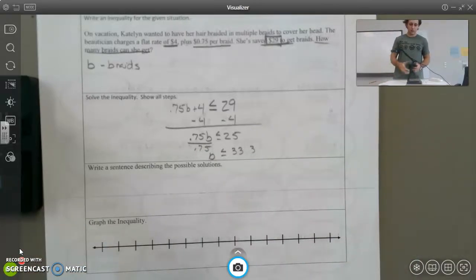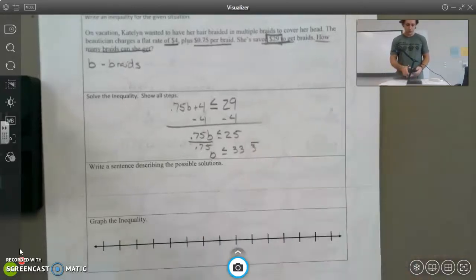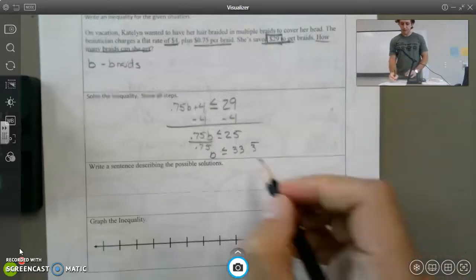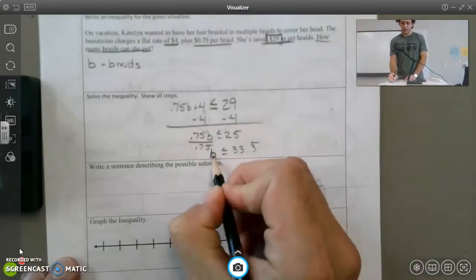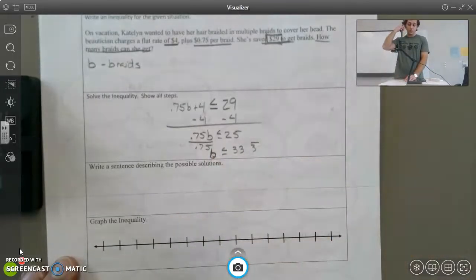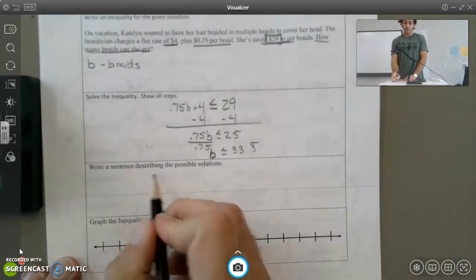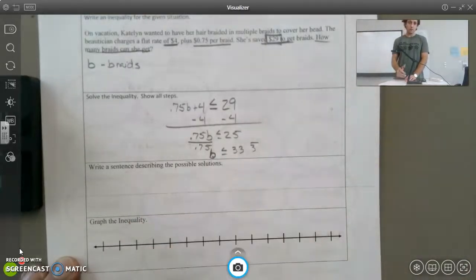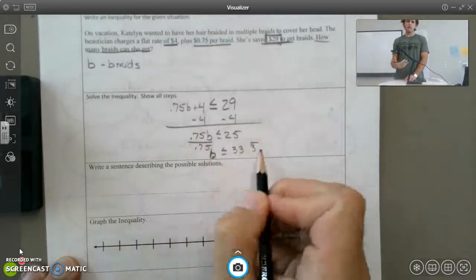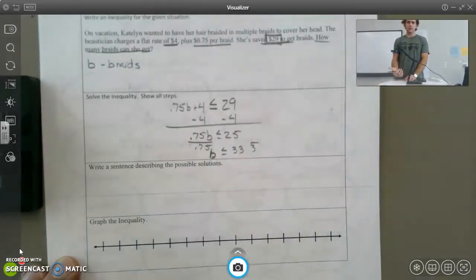Let me make sure that's right. Let me look at the calculator. 25 divided by 75 cents. Yes, 33.3 repeated. So B is less than or equal to 33.3 repeated, or 33 1/3. So this says to write a sentence describing the possible solutions. Well, we've solved it here, but you have to think about it in a real world context, right?